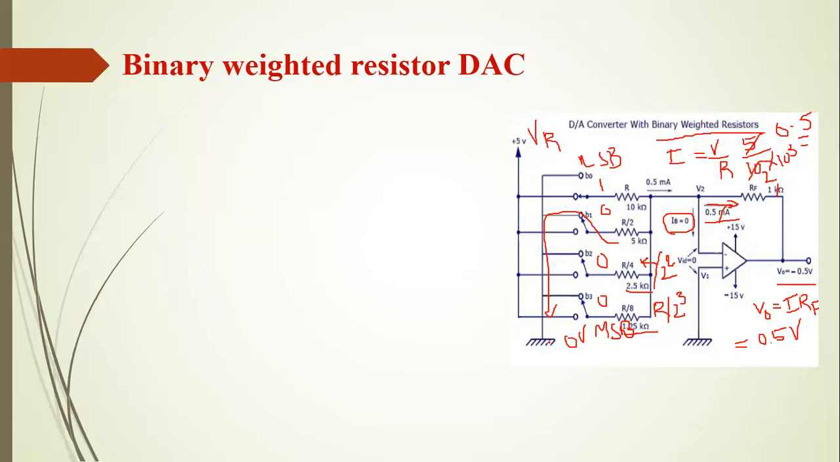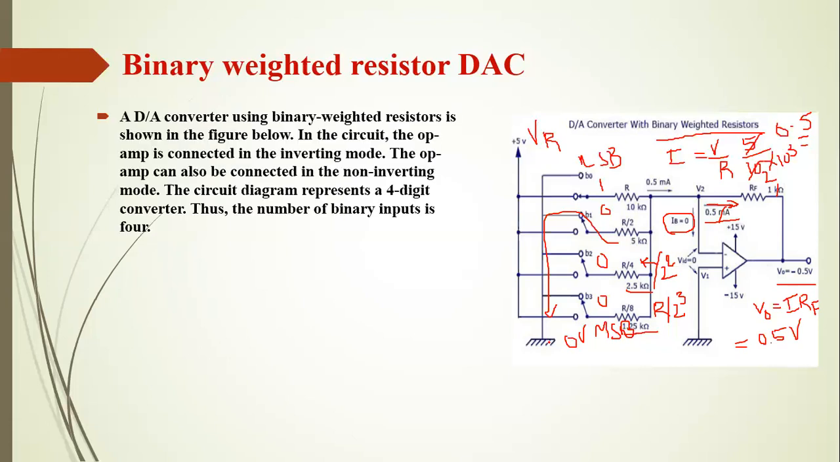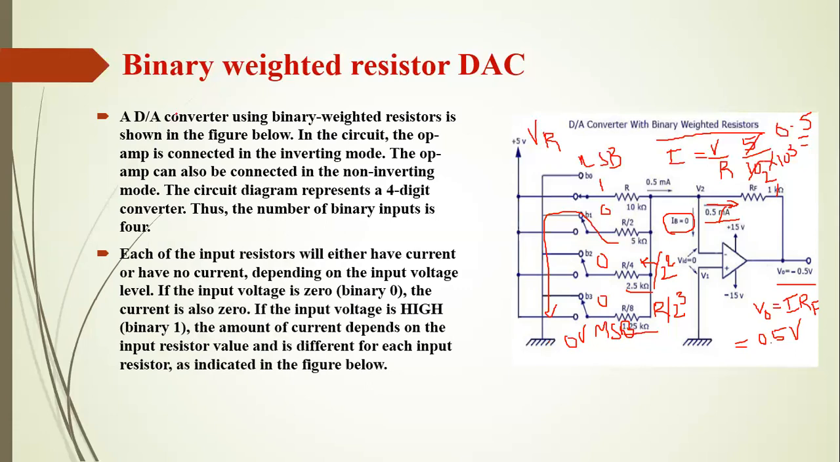Now we will see in detail the operation as well as the circuit configuration. Here we have a D2A converter using binary weighted resistors, shown in the figure. In the circuit, the op-amp is connected in inverting mode, since the input terminals are applied to the negative input of the op-amp. But it can also be connected in non-inverting mode. If it is connected in non-inverting mode, you will get the response in terms of positives. But in general, you will use inverting mode itself.